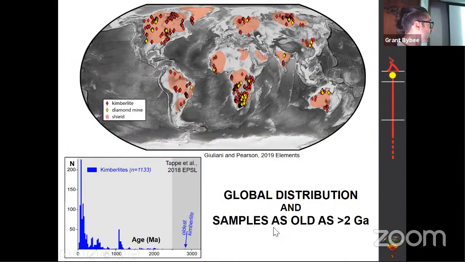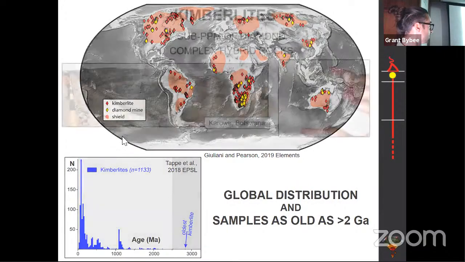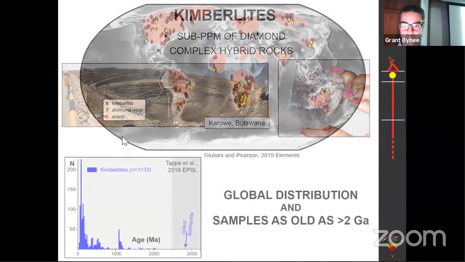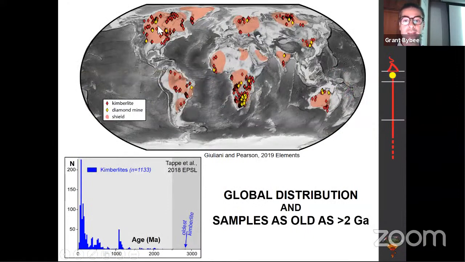So in this topographic map of the world, in the salmon-colored fields are the so-called continental shields, so cratons and pericratonic areas, and Kimberlites are reported as red diamonds, and when they are being mined for diamonds as yellow diamonds. What is quite clear is that Kimberlites essentially only occur in continental shields, and have been found in pretty much every continental shield with a couple of exceptions.